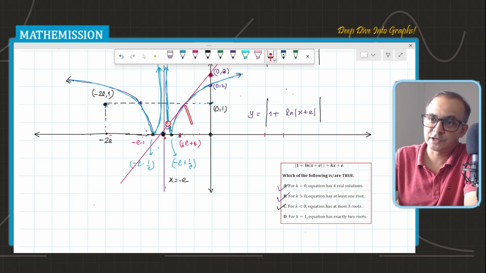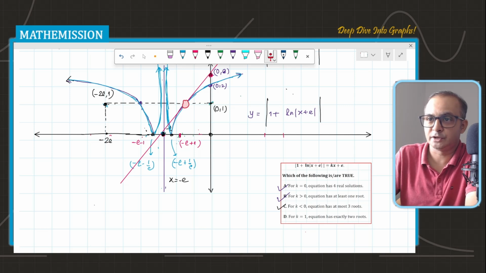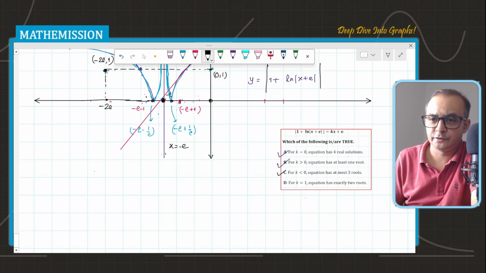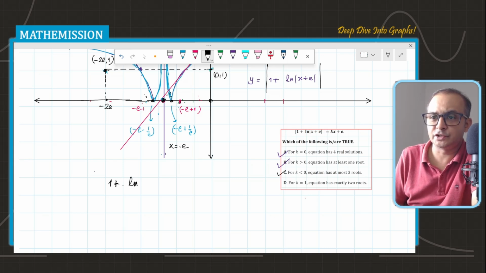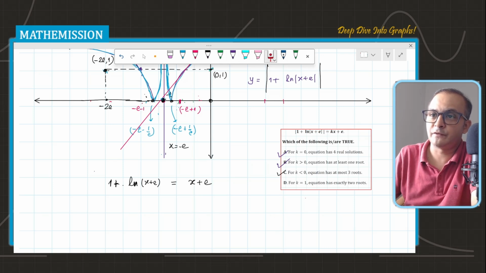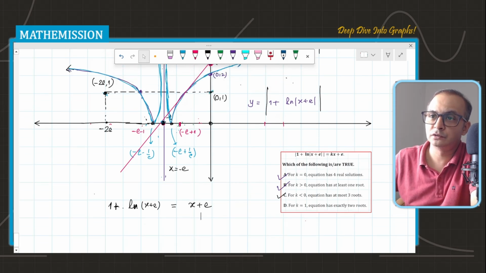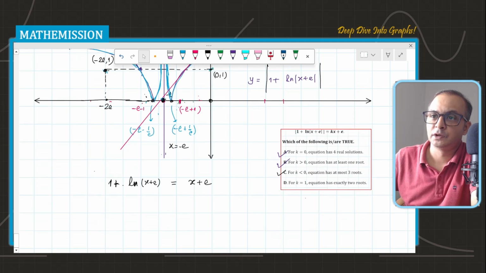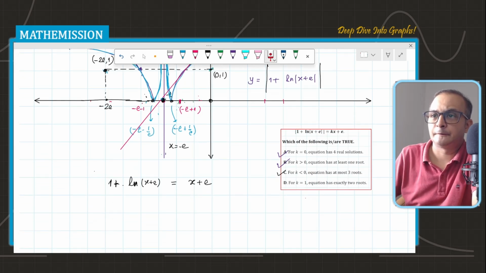Now this point, if it is touched by the graph with the line y is equal to x plus e, that must be the point lesser than 0. So let us find out whether it is possible or not, whether touching is happening or not. So we have to think whether these two equations are meeting each other or have a common solution or not, other than the value we have already found here, which is negative e plus 1.